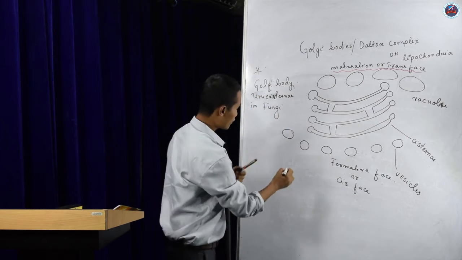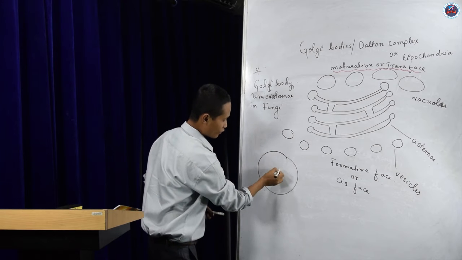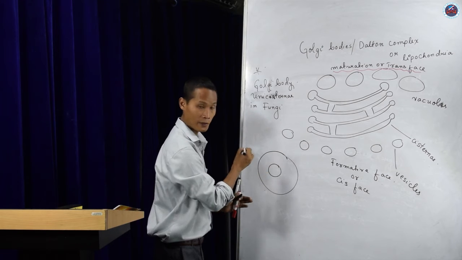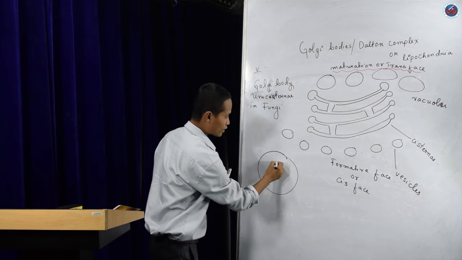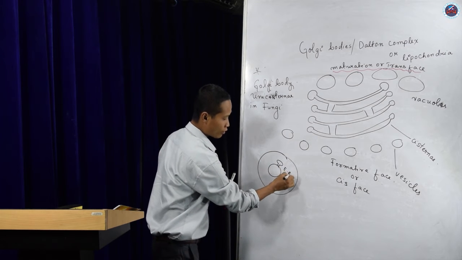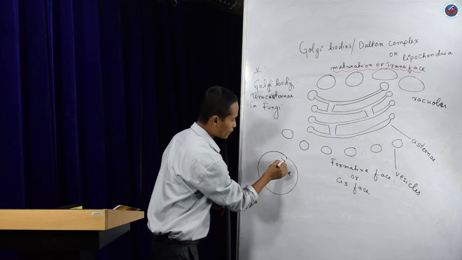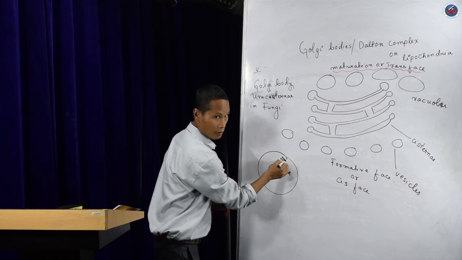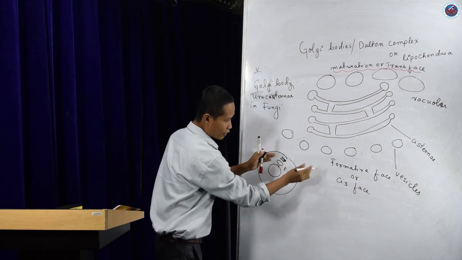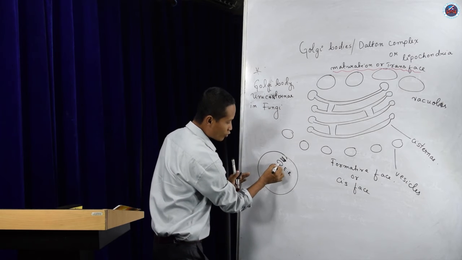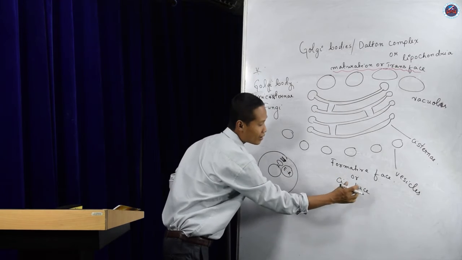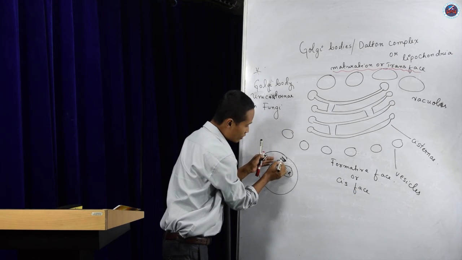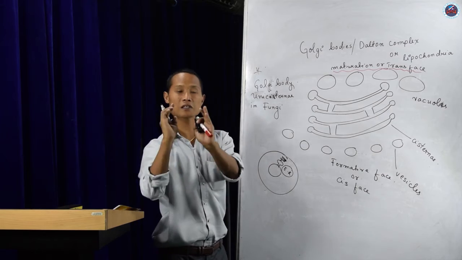As I said, if this is a cell, there is a nucleus, right? And from the nucleus there is an extension, and that extension is nothing but the endoplasmic reticulum. So this formative phase of your Golgi body is near the endoplasmic reticulum. You have to remember this point: the formative phase or the cis phase is near the endoplasmic reticulum.